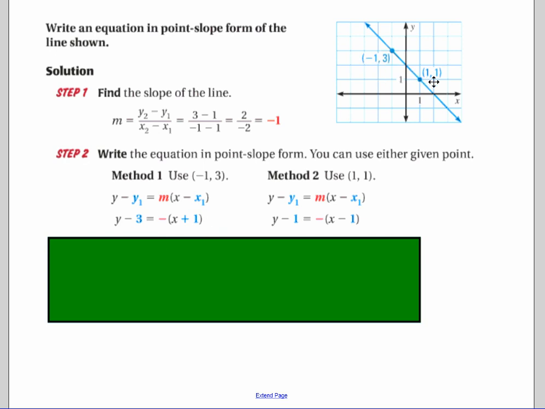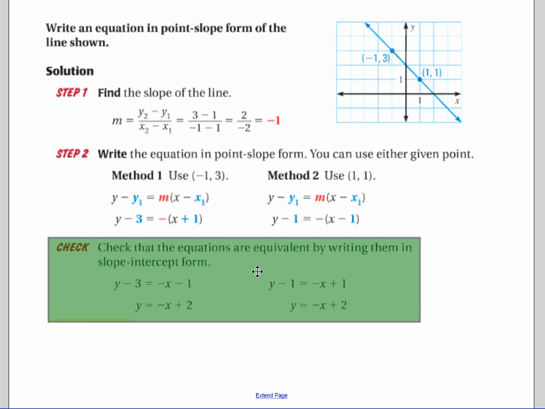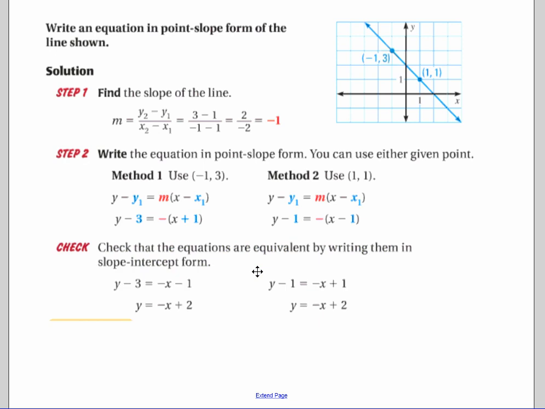If I wanted to use (1, 1), same sort of idea, just plug in my x and my y value, and it's right here. Okay. If I wanted to check to make sure that they are truly congruent equations, that they're equal to each other, I can go through and solve them out if I really wanted to. And if you notice, if I were to solve this one, the answer would be y equals -x plus 2. Same thing, this one would be y equals -x plus 2, showing you that they are in fact equivalent.